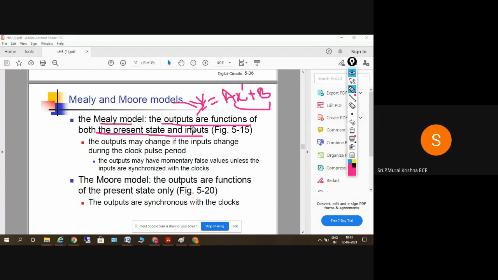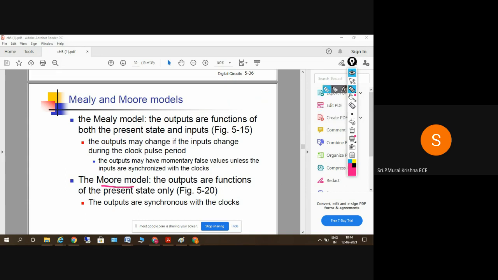Whereas if the output is a function only of the present states, so y is equal to a, b and so on, then it is a Moore model. Generally, sequential circuits can be divided into two models: the Mealy models and the Moore models.